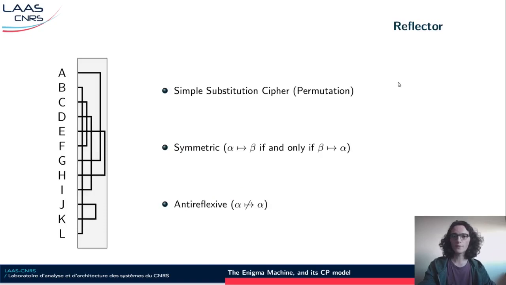Finally, we have the reflector. So the reflector is a simple shift position cipher again, with the additional property that it is symmetric. So if letter A is encoded to letter B, then B is encoded to letter A, and it is anti-reflexive. Letter A cannot be encoded to itself, and this makes the whole Enigma machine anti-reflexive.